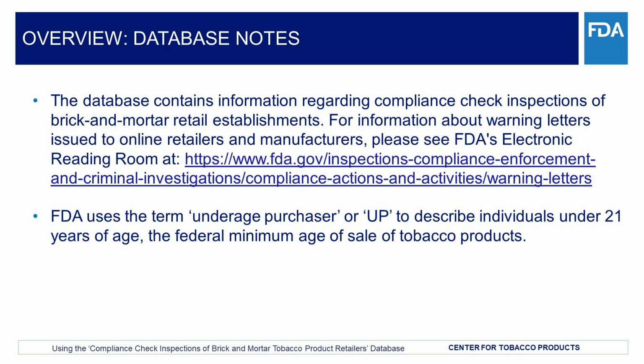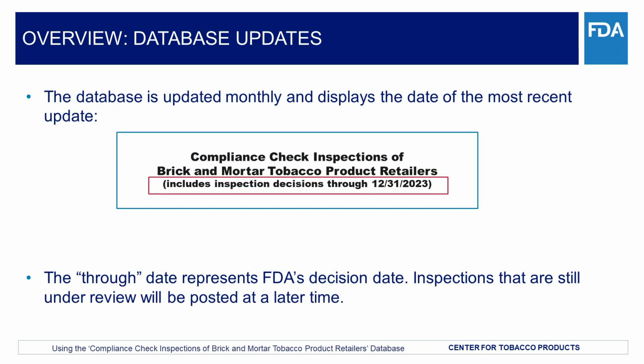And finally, the inspection database uses the term underage purchaser, or UP for short. For the purposes of the database, the term underage purchaser refers to an individual under 21 years of age, the federal minimum age for the sale of tobacco products. For this webinar, we will use the term underage purchaser when describing individuals under the federal minimum age for the sale of tobacco products. We'll now discuss a few administrative notes that affect the database.